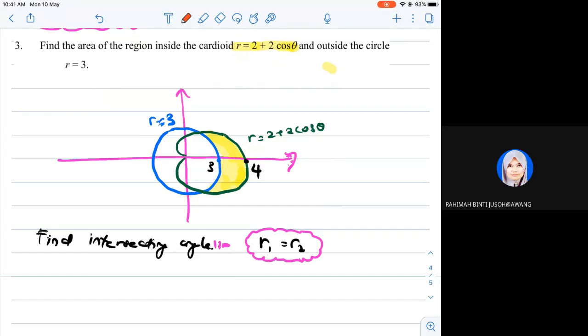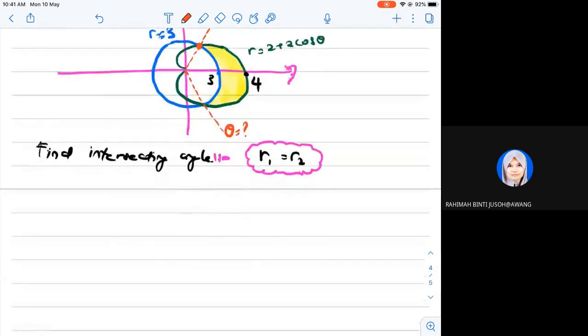Okay, so where is the position of the intersecting angle? Intersect tu maksudnya garisan persilangan antara dua graf tu. So as you can see here, we have intersecting angle here. Satu dia intersect kat sini. Nampak tak? Bersilang antara dua garisan tu. So kat sini, you kena cari theta sama dengan apa. And then satu lagi dekat bawah ni. Ini pun kita tak tahu sama dengan apa. So we need to find the intersecting angle by equating the first and second radius.